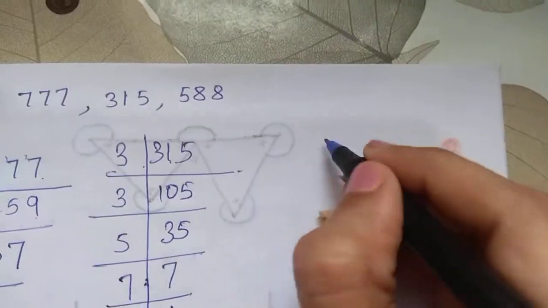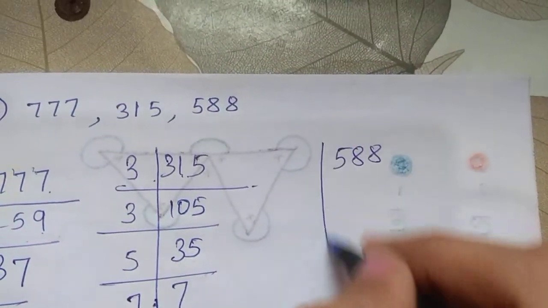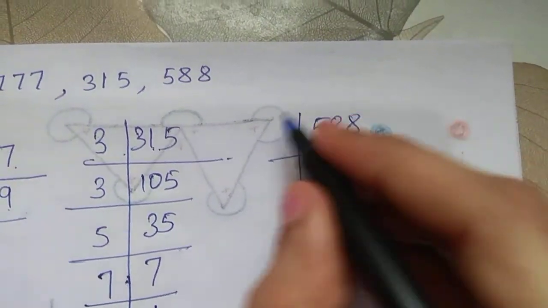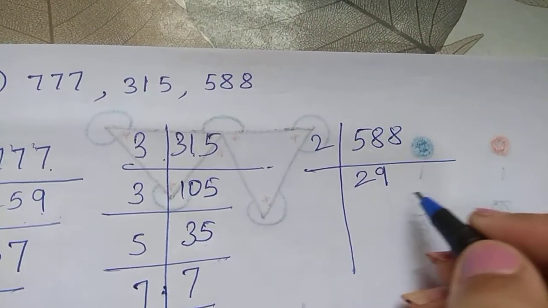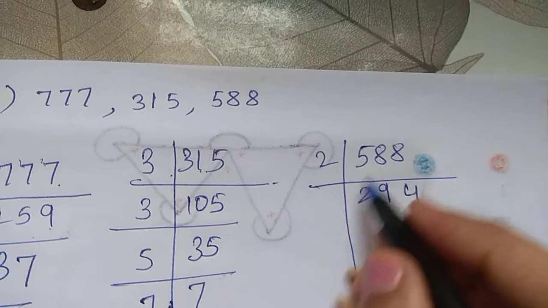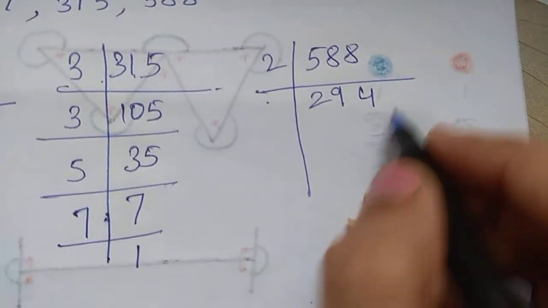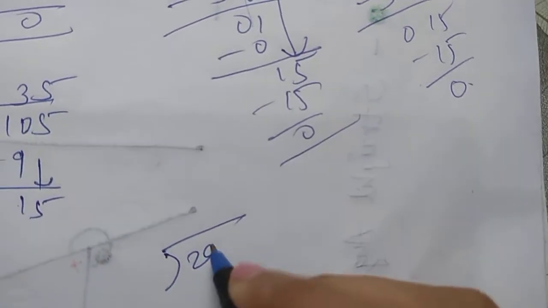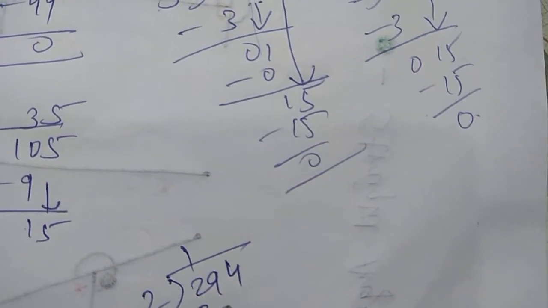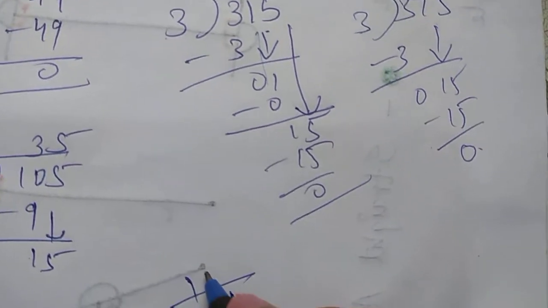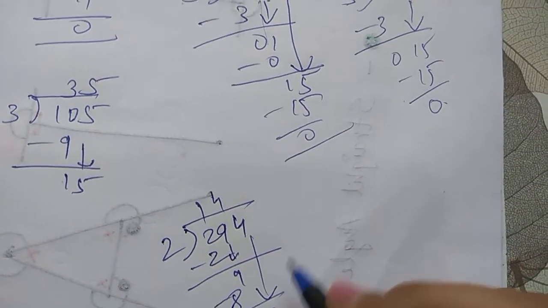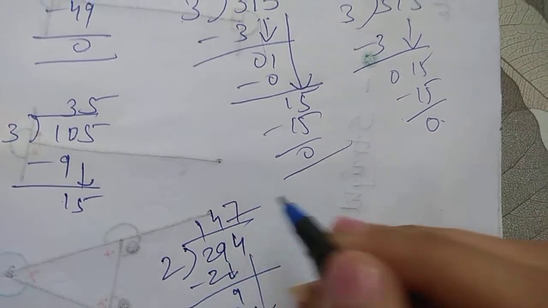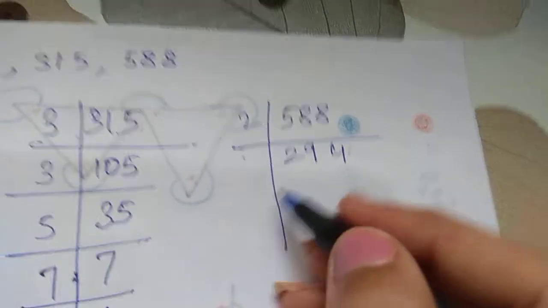Next is 588. Clearly it is divisible by 2. 2 2s are 4, 2 9s are 18, 2 8s are 16, so 294. 294 divided by 2, let's check. 2 1s are 2, 2 4s are 8, 147. So 2 147s are 294.